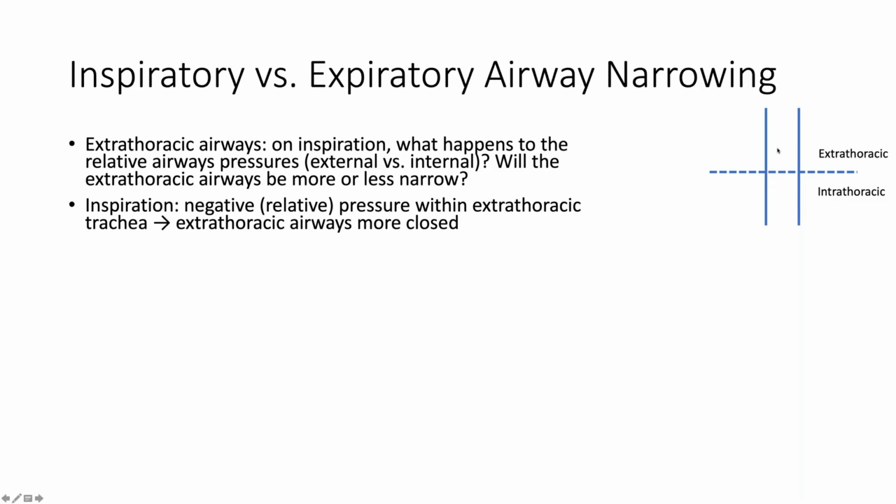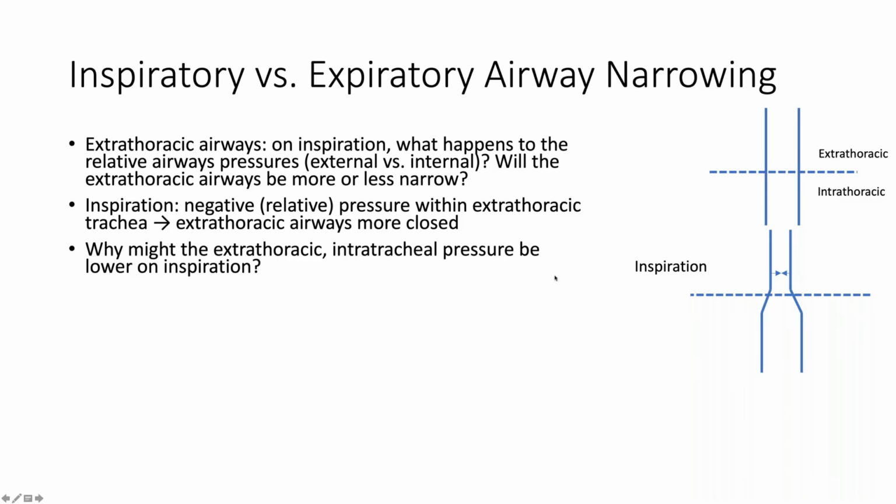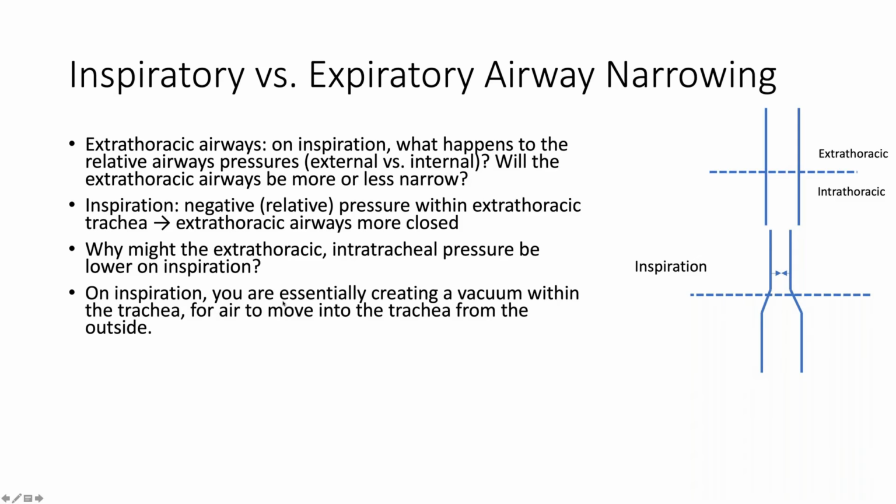So if the pressure inside my trachea is less than outside the trachea, what will happen? Air will be sucked in. Yeah, air will be sucked in, but also the trachea will collapse slightly. How about if the pressure inside is greater than the outside? Air will be pushed out, and I guess the trachea will expand. Exactly. Good. Does that make sense? Yes. So on inspiration, you get net movement in. Why might the extrathoracic intratracheal pressure be lower in inspiration? We already talked about that: you're essentially creating a vacuum within the trachea, so air is going to move into the trachea from the outside.